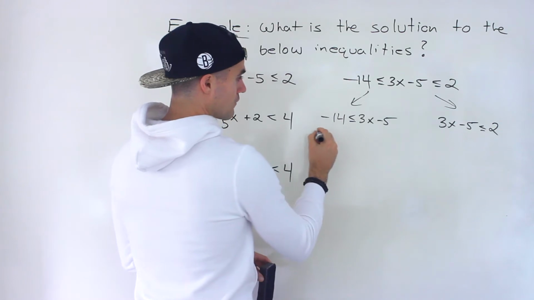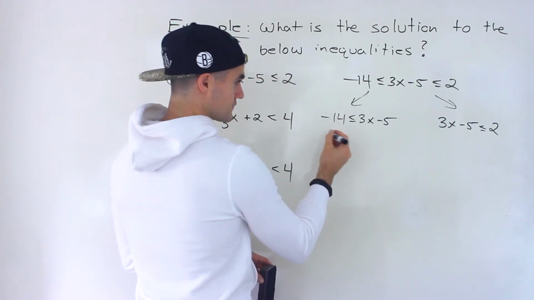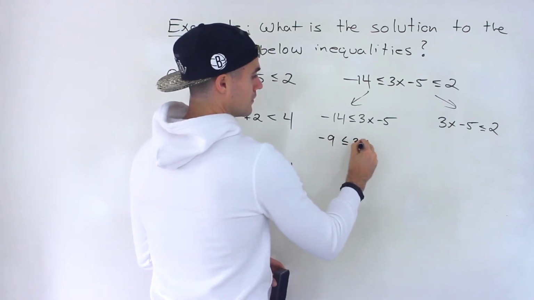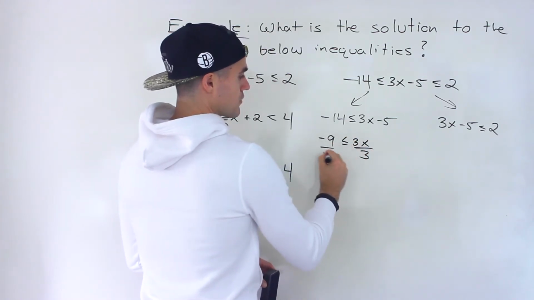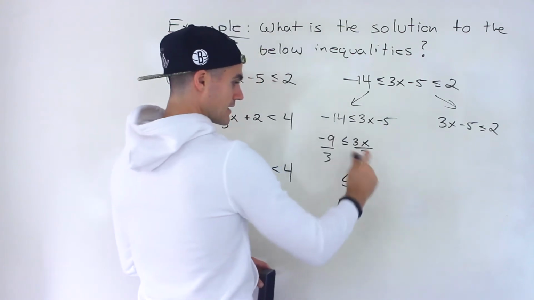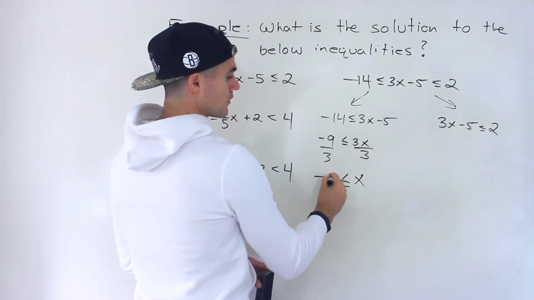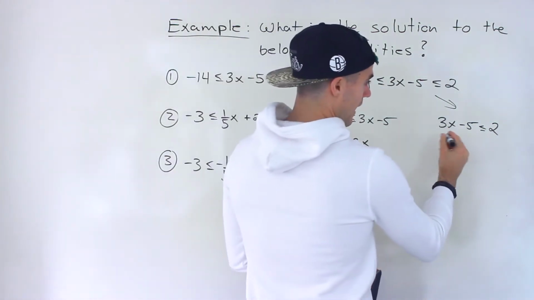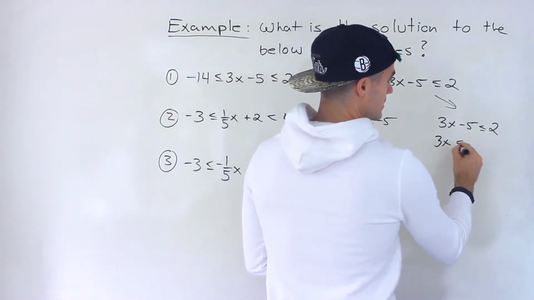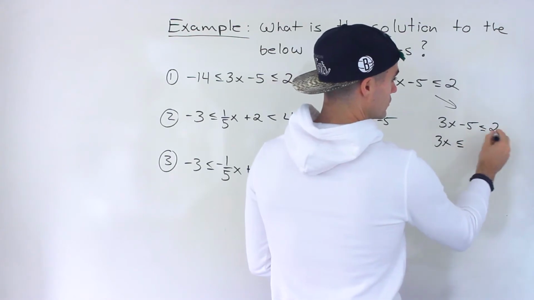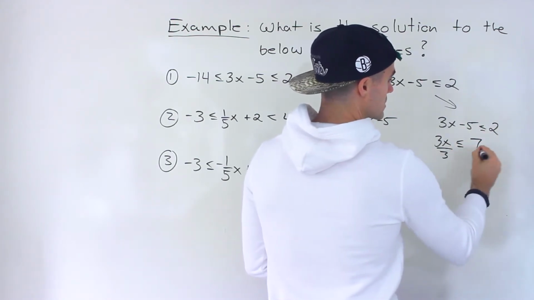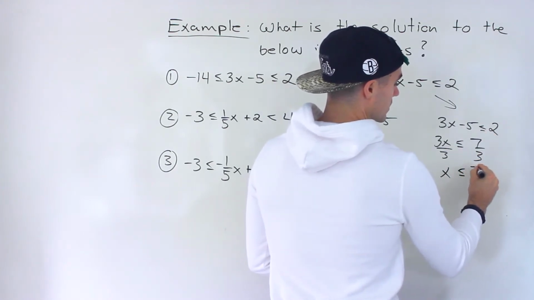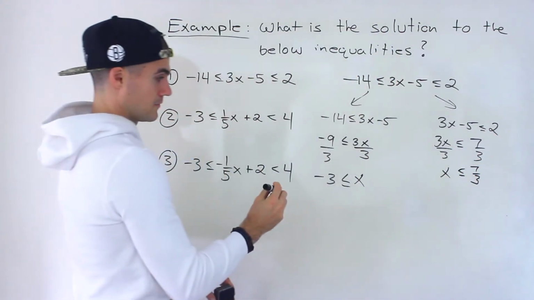You just bring the negative 5 over, so negative 14 plus 5 would give us negative 9. Like that, divide both sides by 3. So from this side here, all the x values have to be greater than or equal to negative 3. Then when you do the same thing here, isolate for the x, 3x is less than or equal to, bring this over, 2 plus 5 would be 7, divide both sides by 3. From this side, all the x values have to be less than or equal to 7 over 3.